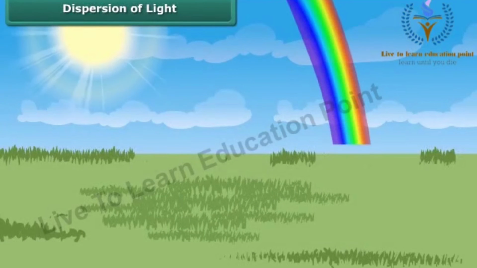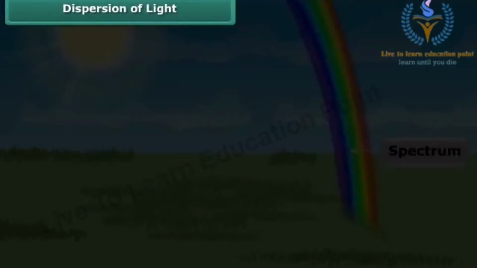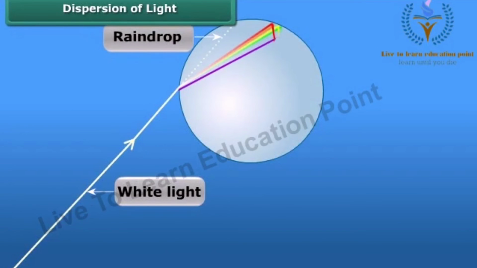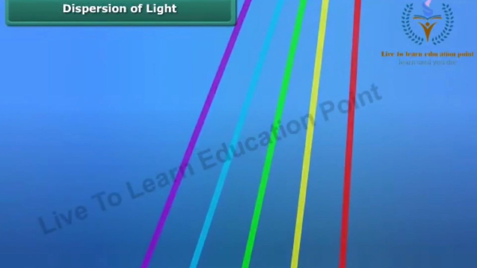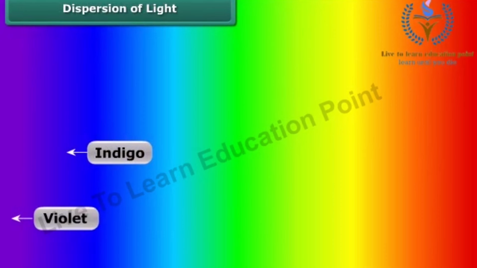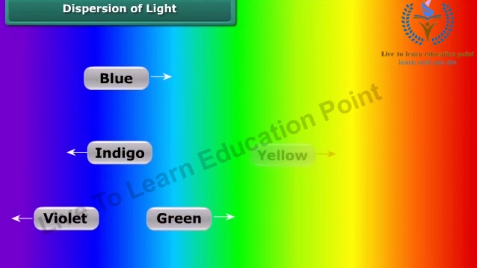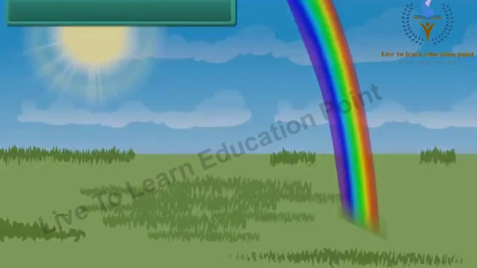Coming back to the rainbow, we can now say that the dispersion of white light passing through the water droplets formed the rainbow. The colors can be seen in the following order: violet, indigo, blue, green, yellow, orange, and red, or VIBGYOR. Summary.